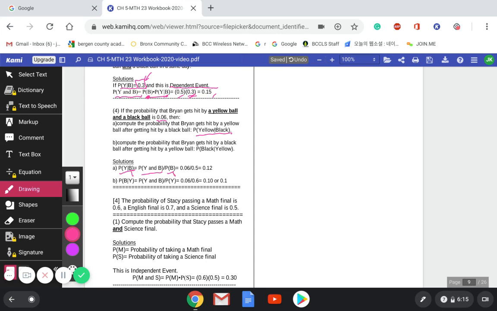If they are looking for the probability of black given that yellow was hit first, then it will be the probability of yellow and black divided by the probability of yellow. Okay, this yellow and that one. So 0.06 divided by 0.6 is 0.1.